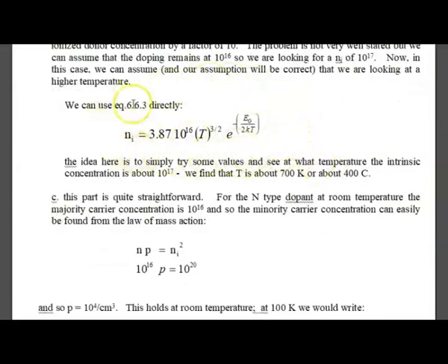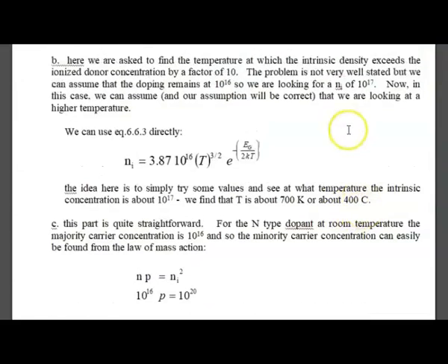We write the same expression that we had previously, and we just try some values to see what's going on. We put in, for example, 300 Kelvin and do the calculation. We put in 400 Kelvin and do the calculation. We find that the temperature is about 700 Kelvin, or about 400 degrees Celsius. Now we can attain this on a hot plate. It's pretty hot, but it's not that hot. So going only up to 400 degrees centigrade gives us an intrinsic concentration of 10 to the 17th.